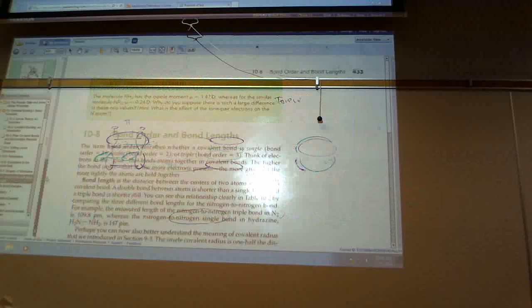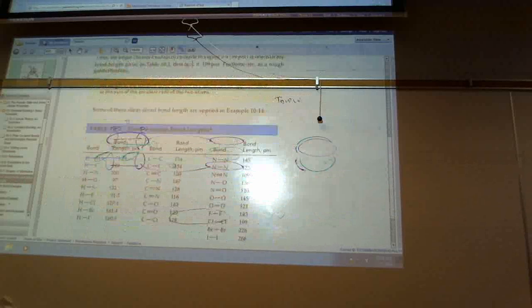You see the bond lengths. So the bond lengths didn't change a huge amount. For example, the carbon-carbon single bond was 154, the double bond was 134, the triple bond was 120. If you look at nitrogen, 145 for the single, 123 for the double, 110 for the triple.